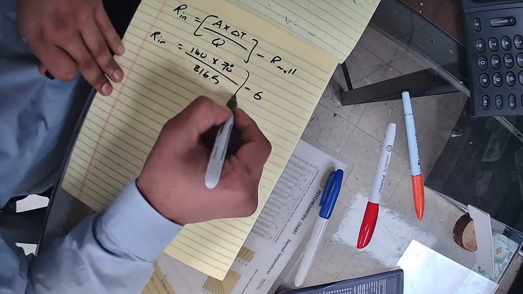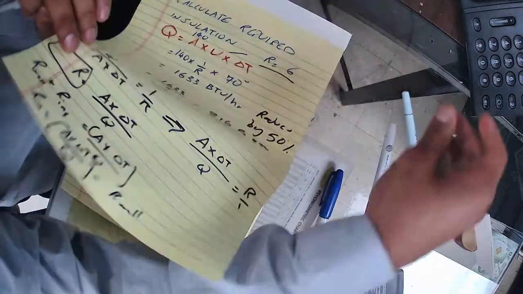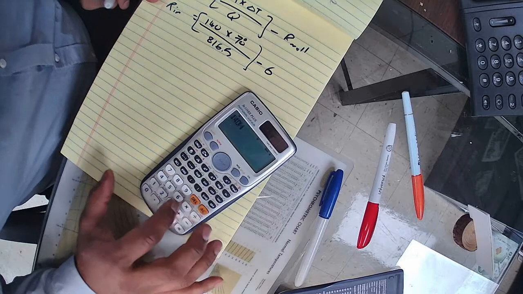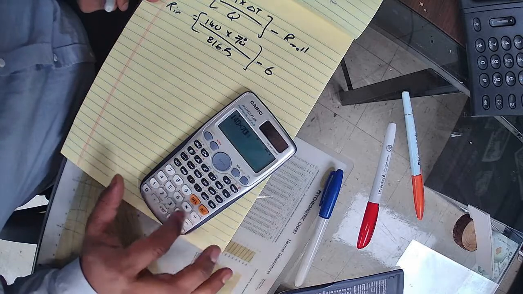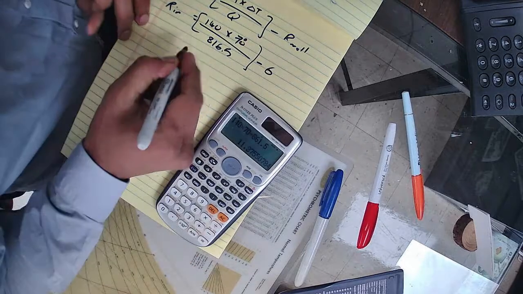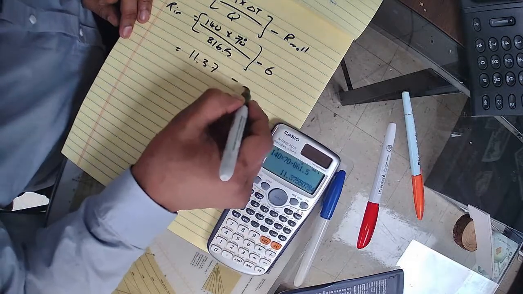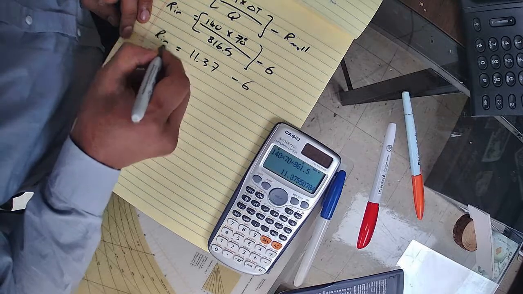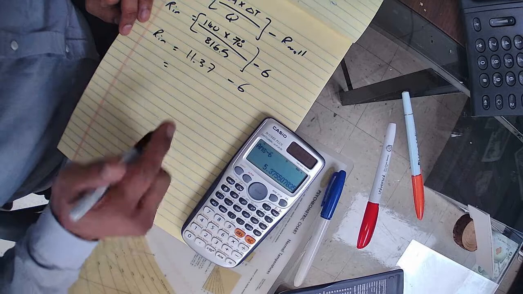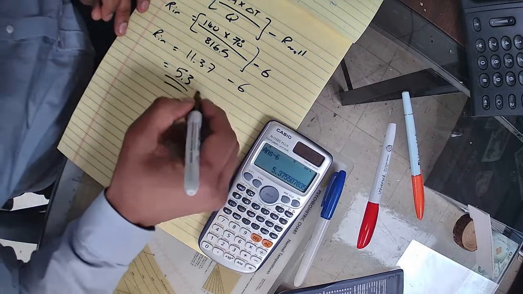And if I do the math, make sure you keep the parentheses here. You always use a calculator, at least to double check your work. So 140 times 70 over 816.5 is 11.37, and minus 6 for the wall, so it's 5.37. That's going to be your insulation resistance.